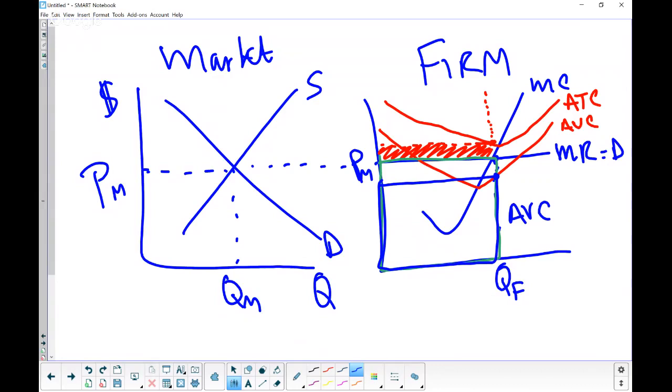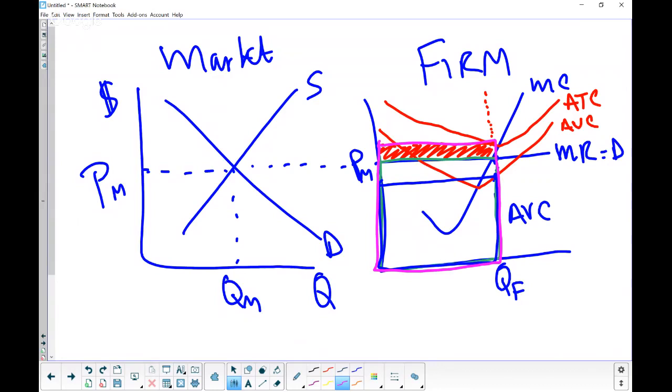This box here is our total cost box. Well, we did not cover all of it. We covered some of our total costs. This area was covered. AVC was covered, but this area here was not covered. This is what our loss is.